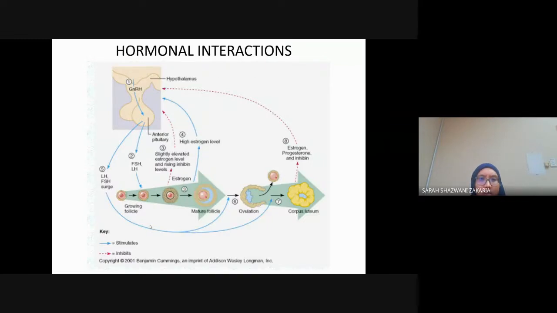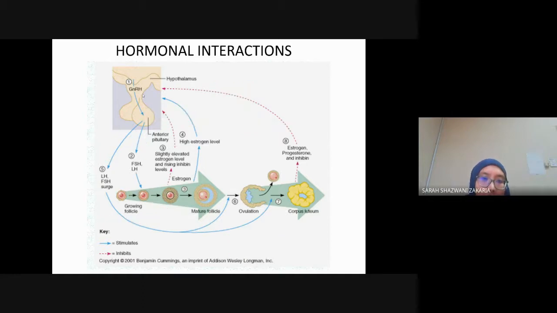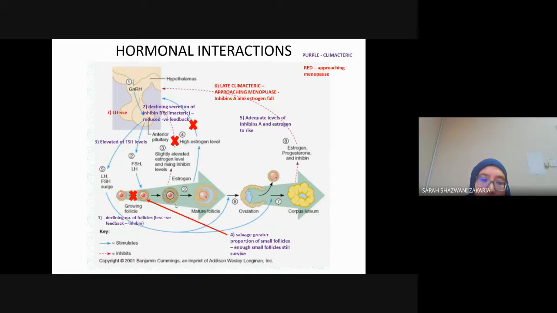So this is the hormonal interaction of the menopause situation. We already observed this chart, the hormonal interaction, previously in the ovarian cycle. So now we talk about the menopause. Number one, this is the normal situation. Now this is the menopausal or the climacteric. First we have to look into the purple climacteric, the transition of the menopause.